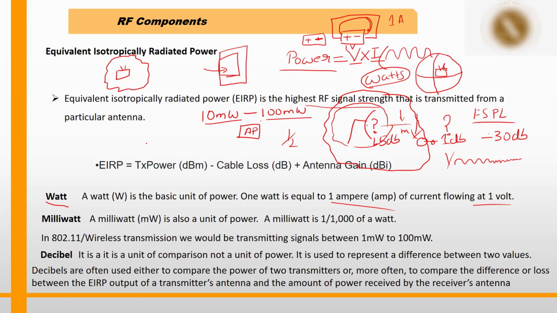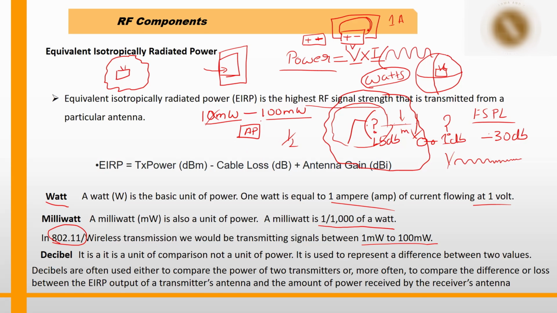Normally, for Wi-Fi communication, we use milliwatt as the unit of power. A milli is nothing but one divided by 1000 of a watt. In 802.11 wireless transmission, which is the standard for wireless communication, we would be transmitting signals between 1 milliwatt and 100 milliwatts. It is not 10, it is 1 milliwatt to 100 milliwatts.